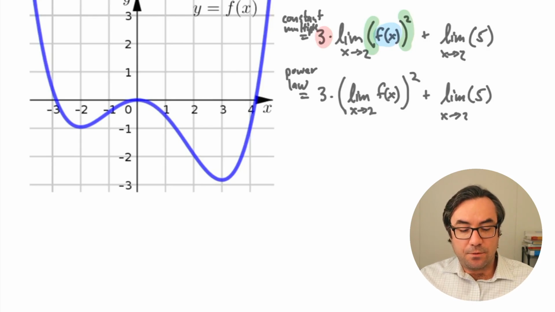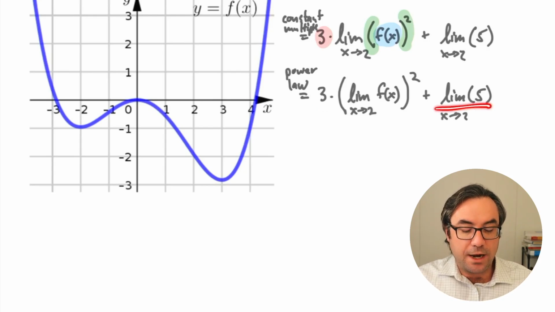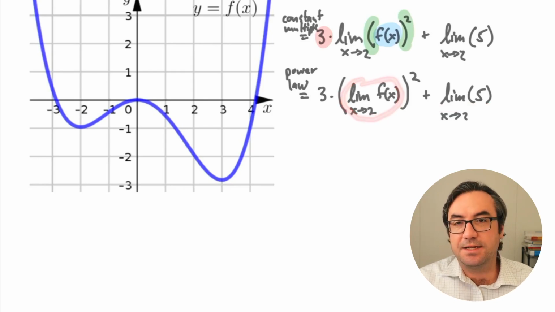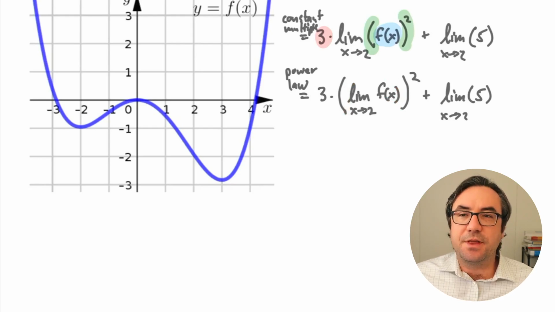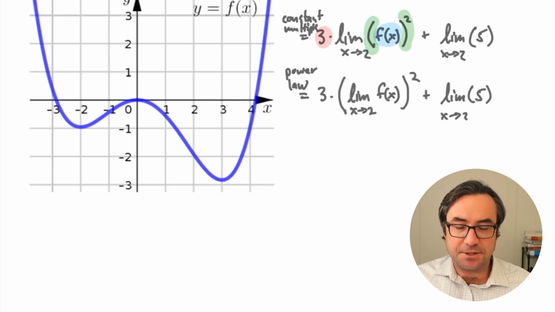And at this point, we've kind of gone as far as we can go. There's no more algebra to unwind with this constant 5, and there's no more visible algebra to unwind with this function f of x. We've gone as far as we can go with our limit laws. And now we just need to know, what is the limit of f of x as x approaches 2? And this is where the graph comes in.